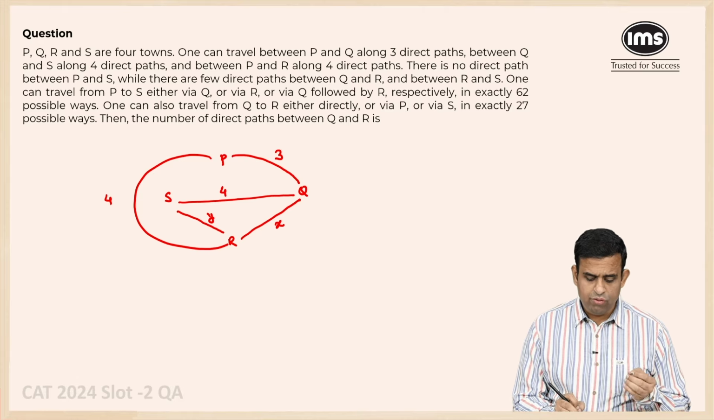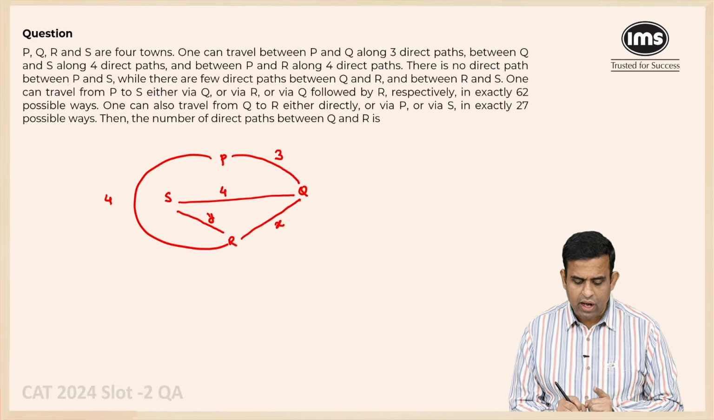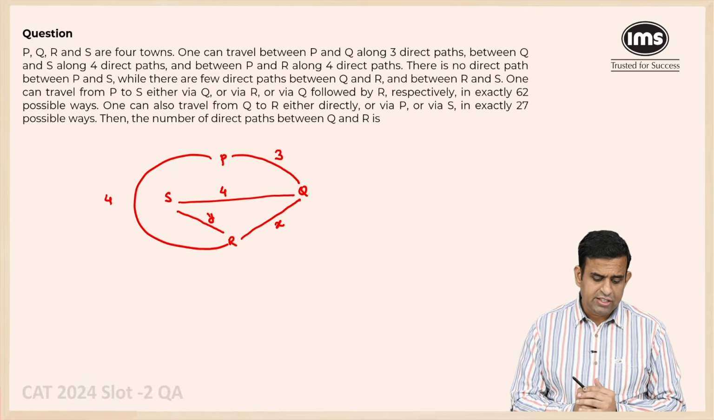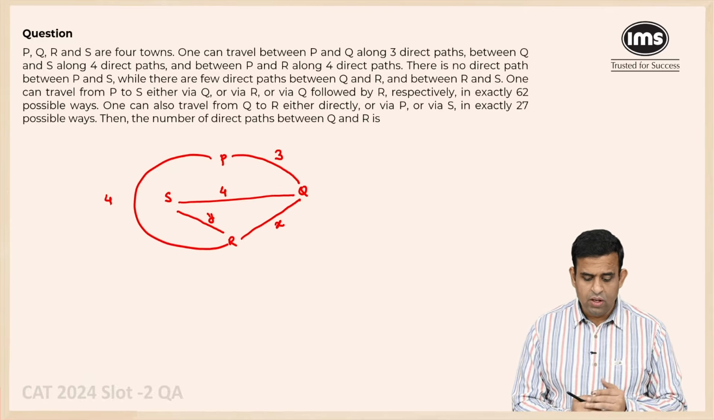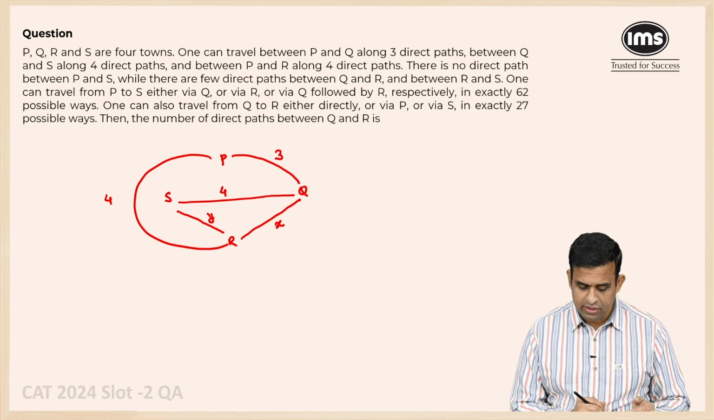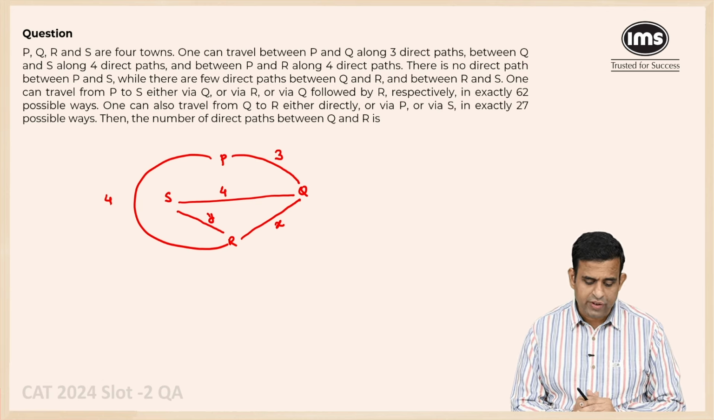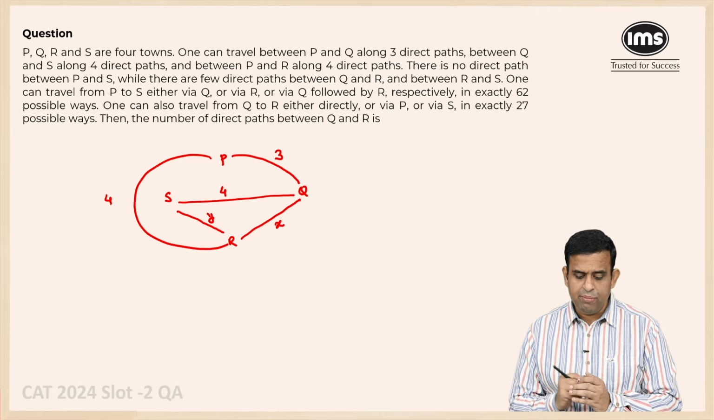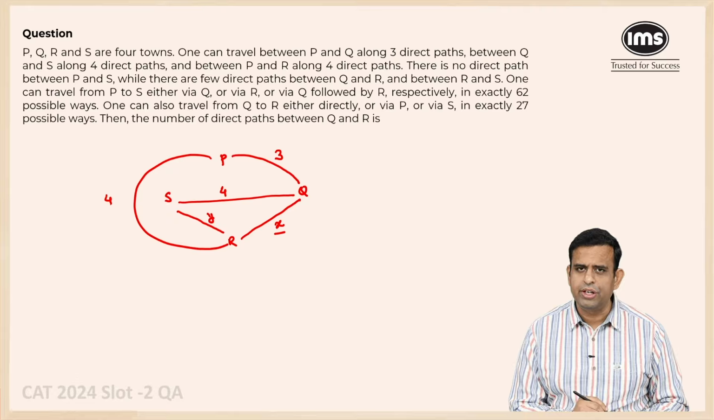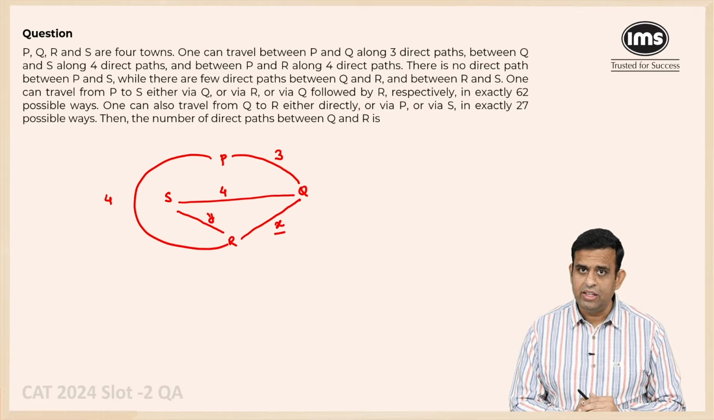One can travel from P to S via Q or via R or via Q followed by R respectively in exactly 62 possible ways. One can also travel from Q to R either directly or via P or via S in exactly 27 possible ways. The number of paths directly between Q and R is how much? So the task is to find the value of X. And we have two scenarios. We have to form an equation to arrive at the answer.